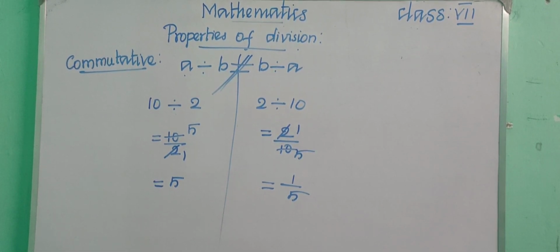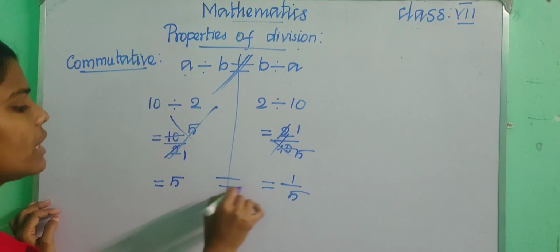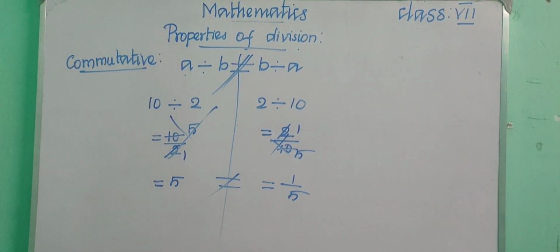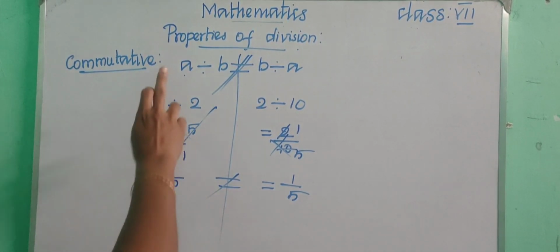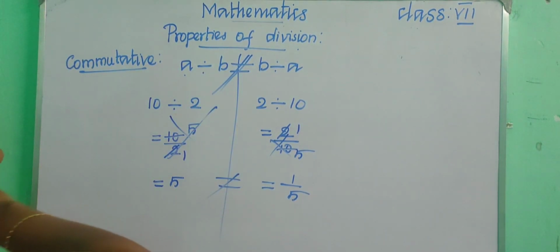Okay, children, so division of integers does not hold commutative property. Is it clear? So commutative is not possible. These two are not equal. So let us check for associative property. Simply in division, if you are changing the order, as we have changed the order here, you will not get the same answer. That is the thing we have learned here.